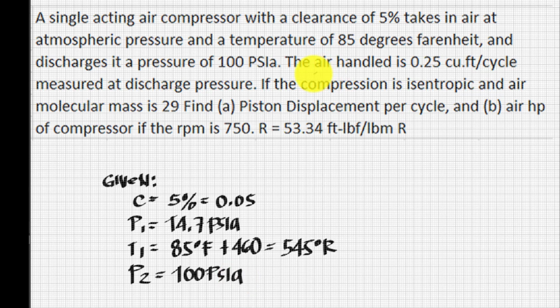Then you will notice here that the air handled is 0.25. So it means it is being handled at discharge. This will become now our V sub 2. So that will be 0.25 cubic feet per cycle. And this is being measured at the discharge pressure. That's why it is stated as V sub 2, or at point 2, since it is being measured at the discharge port of the compressor.